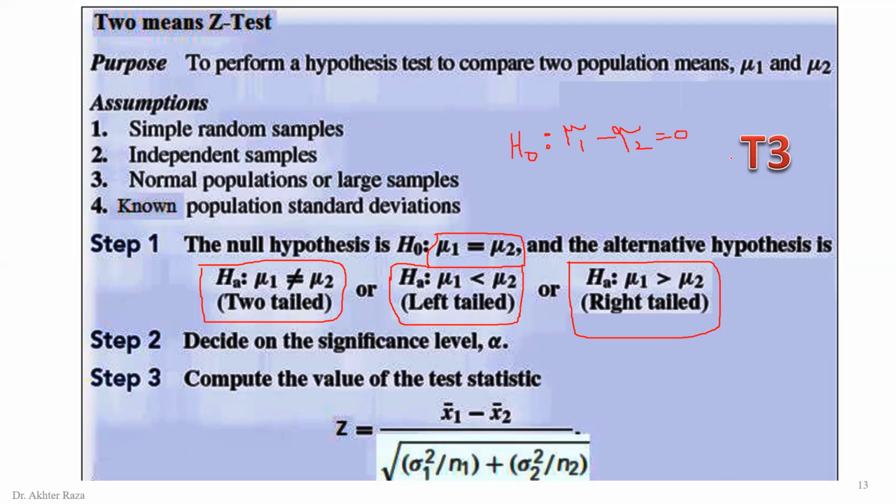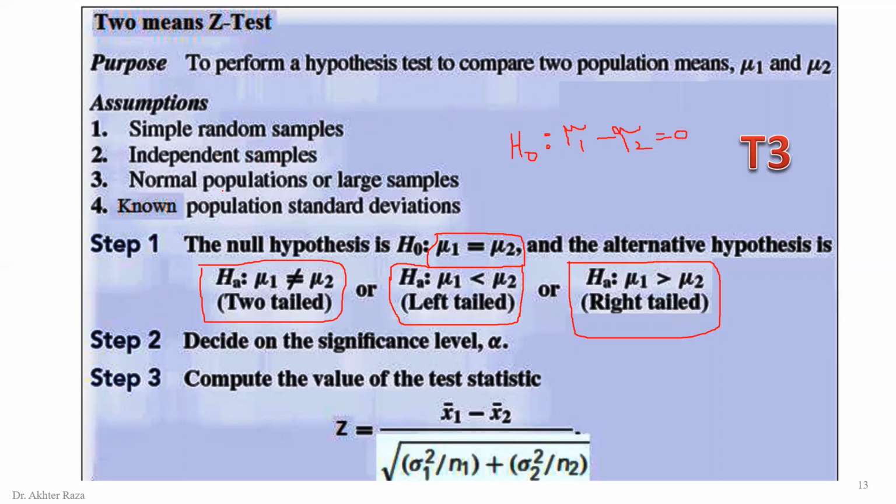In this procedure T3, there are certain assumptions. The assumptions are simple random samples. Sample number 1 drawn from the first population should be random. Sample number 2 should also be random. The samples are drawn independently. The samples are independent; there is no relationship between these two samples.